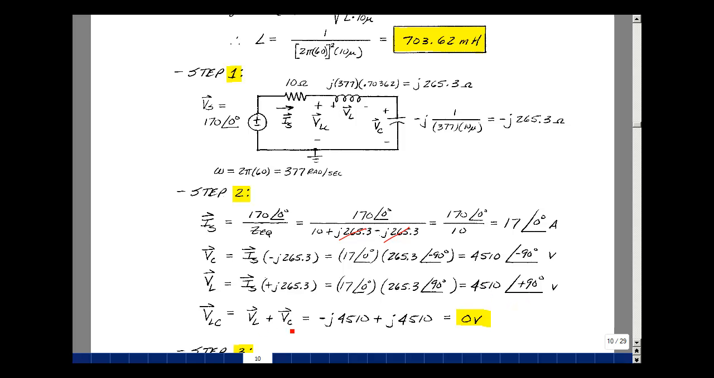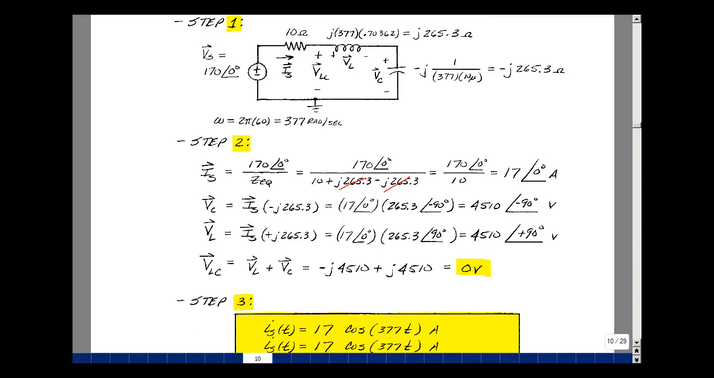Now if you add these two up, in other words, the drop across here and the drop across here, you get this plus this. Let's put that into rectangular form. So this is going to be equal to minus j 4,510. This is going to be plus j 4,510. You get 0 volts. So the drop across here is equal to 0. And again, it's because these two impedances cancel each other. But they create very large voltages. So even though the voltage here is ideally 0, the voltage here is huge, and the voltage here is huge. Now they're out of phase with each other by 180 degrees, but they're still a very large voltage.